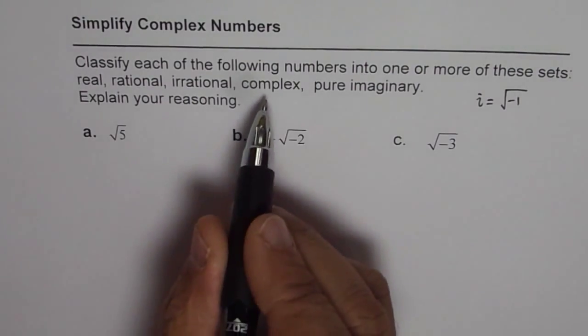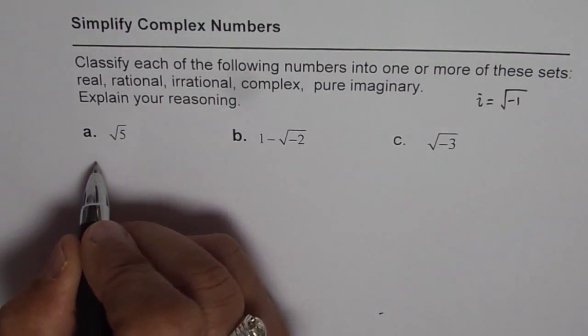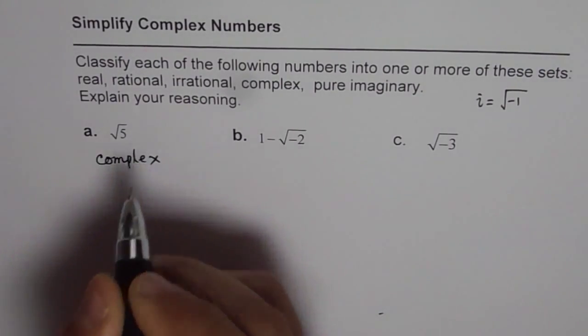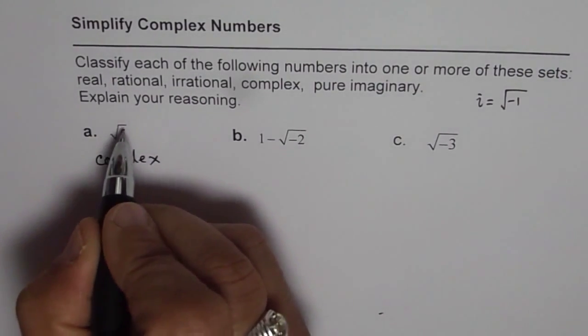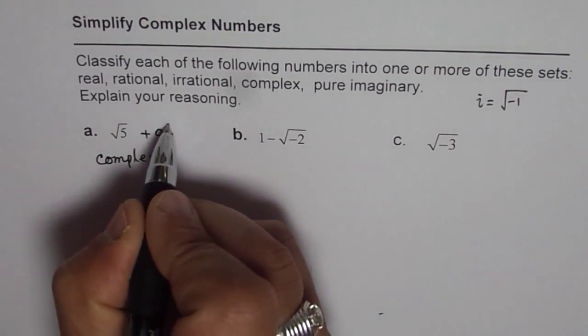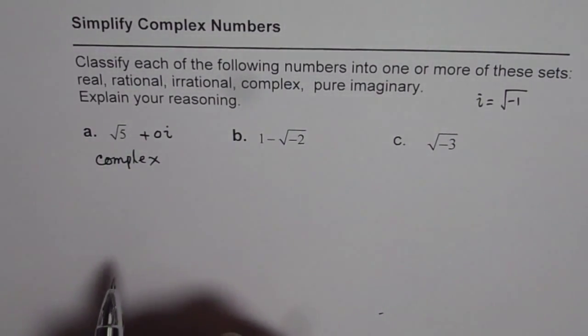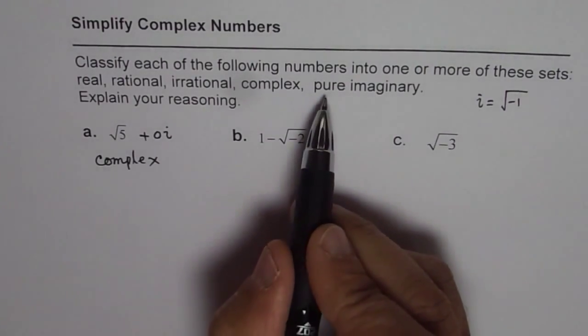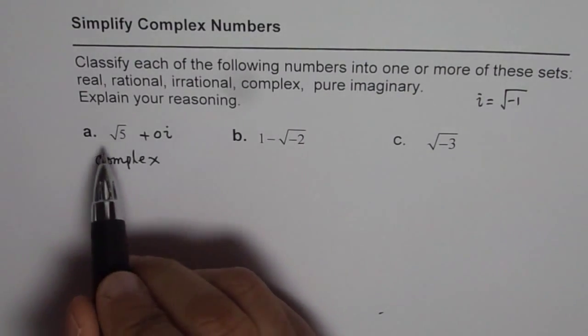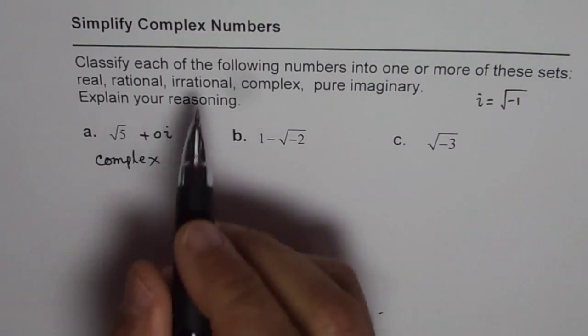As you know, complex number is a bigger set, so definitely it is under complex numbers, right? So we could think of this number as square root 5 plus 0i. Think like this, okay? So it becomes a complex number. It is definitely not a pure imaginary number. It does not have that part. It's a pure real number, you could say that.